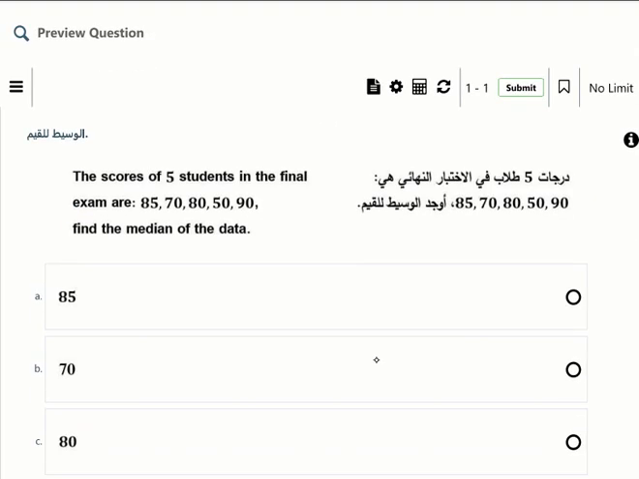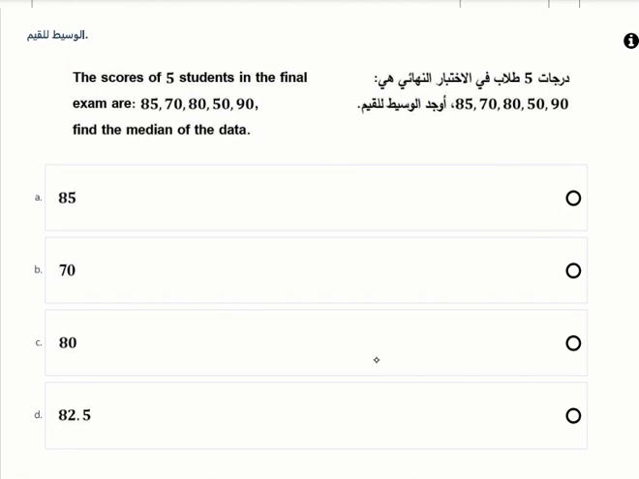this is the scores of 5 students. The scores of 5 students in the final exams are this one. Find the median. So how do you find the median? Median you can find very easily by arranging them in ascending or descending order. Okay, so see how you will do this thing. Arrange them in ascending order, increasing order. This will be 50, 70, 80, 85 and 90.